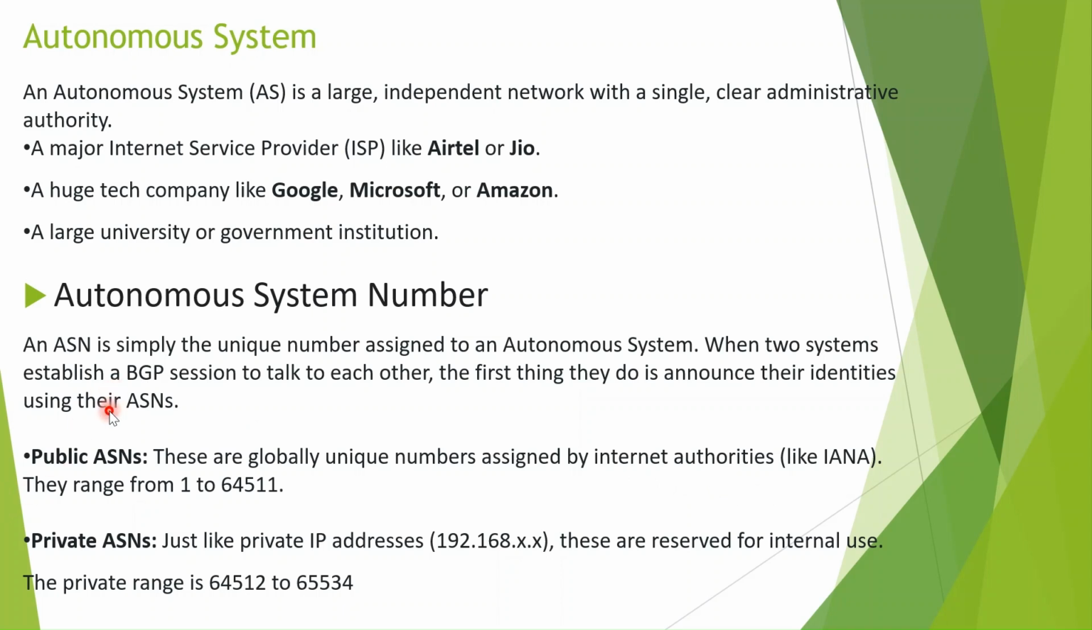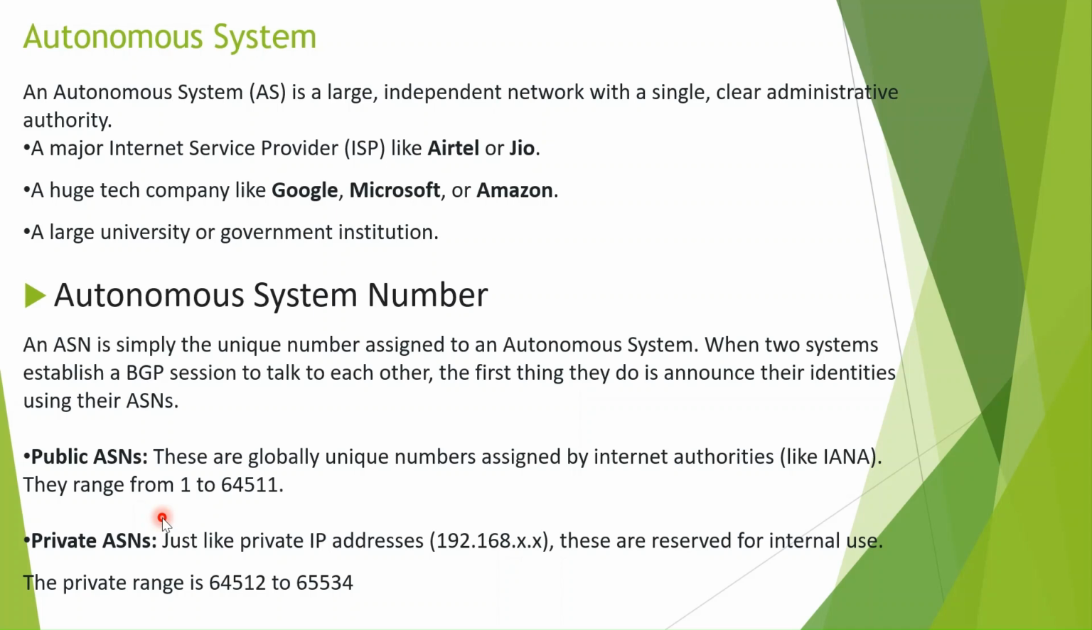There are two types of ASN, public and private. Public ones are globally unique numbers assigned by internet authorities like IANA, and they range from 1 to 64511. There is more range; I have just added this range. Basically, if you go to your browser and search for your network provider's ASN number, it will show something from this range. And then we have private ASN also.